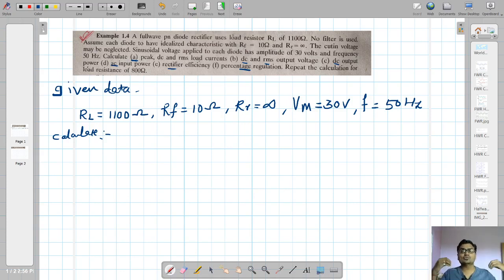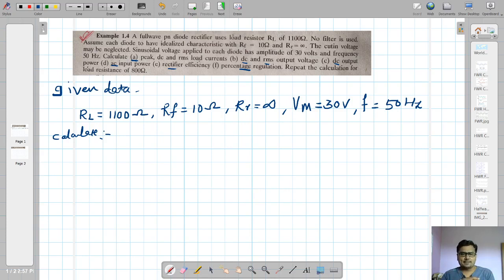It means almost all parameters we are calculating in one example, and that is the reason I have selected this particular example, so that whatever analysis we had and whatever equations we have derived for the full wave rectifier, I can use all those equations and derivations in this particular numerical. That is the motto, the purpose for which I have selected this example.